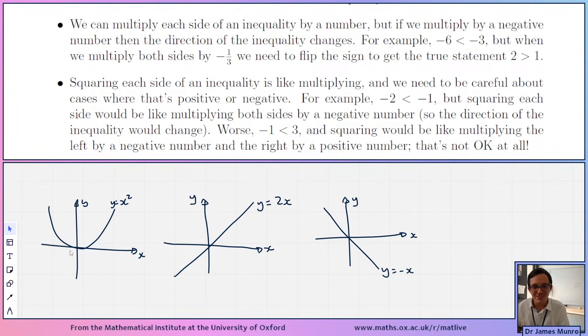Those are all possible, because I might increase x from here to over here, my value gets bigger, or I might increase x from here to here and it stays the same, or I might increase x from here just to here and it gets smaller. So those are kind of all possibilities. It's to do with the way you're sort of applying a function to each side of the inequality.